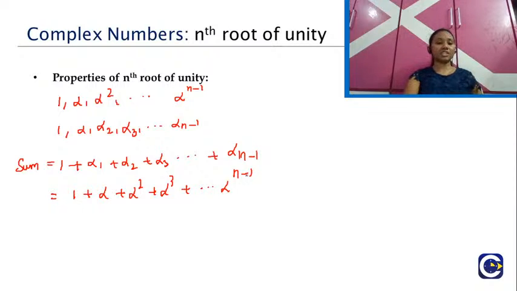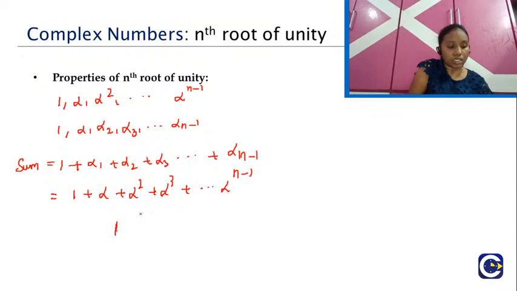So it is in geometric progression, and we need the sum of n terms here. What is the formula for the sum of n terms? It will be a into 1 minus r power n by 1 minus r. What is the a here? It is 1. And what is my r here? Alpha. So 1 minus alpha power n by 1 minus r, that means 1 minus alpha.